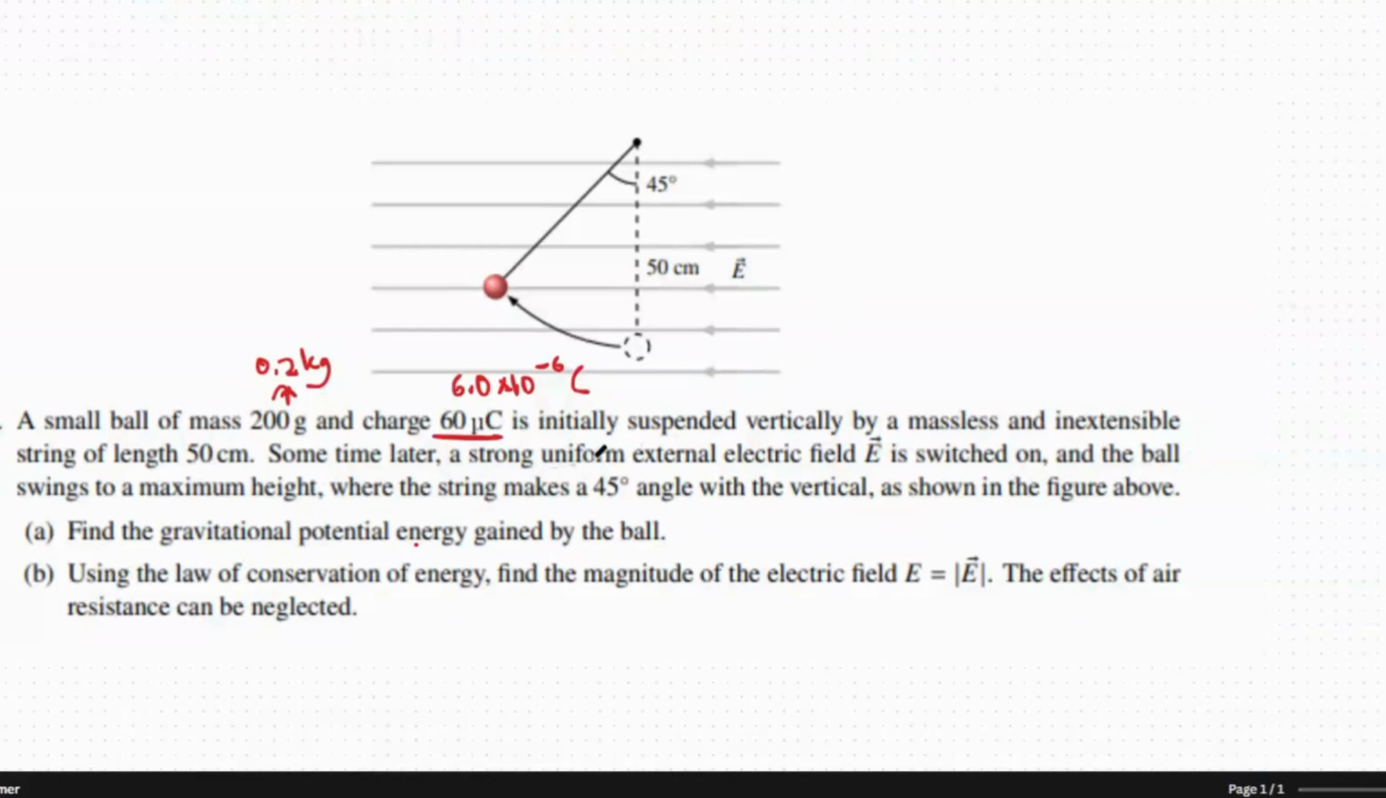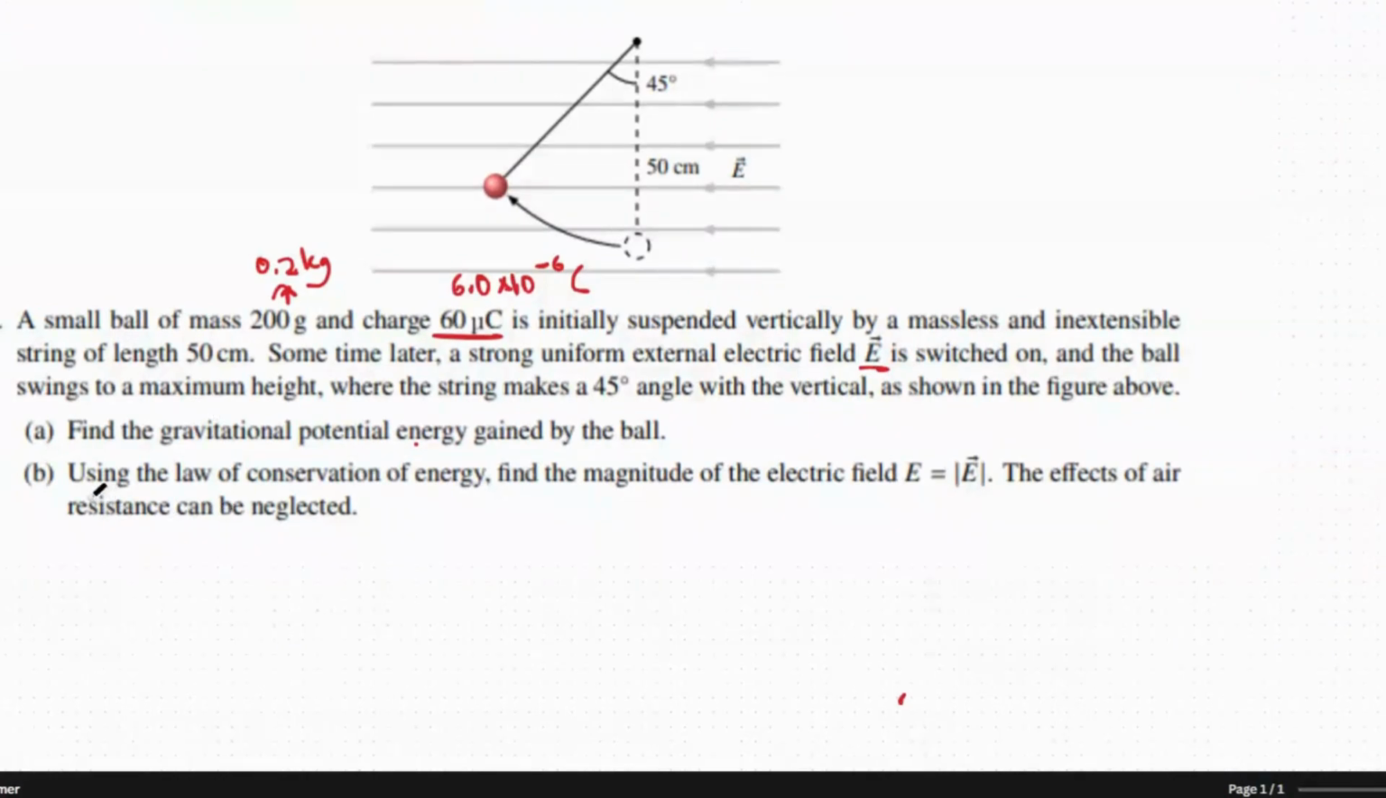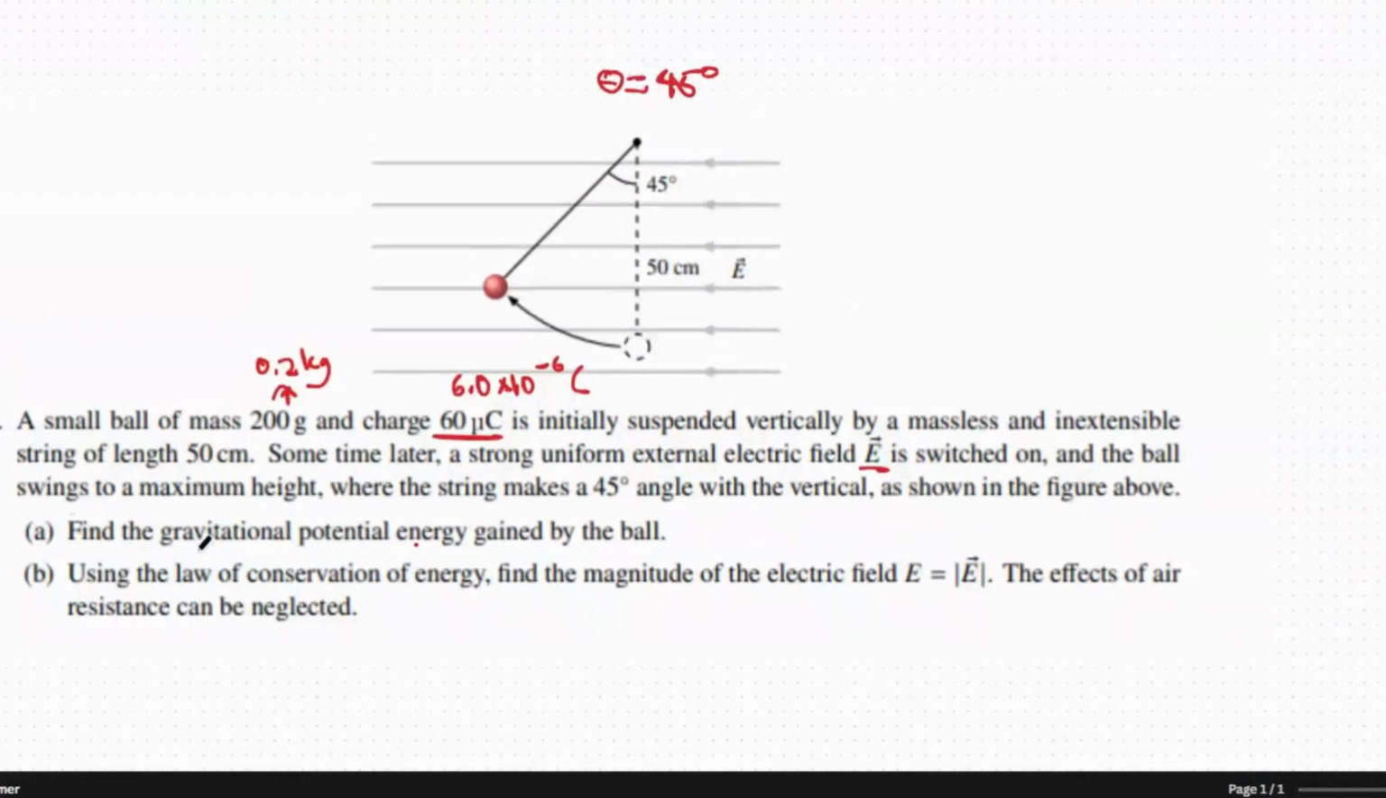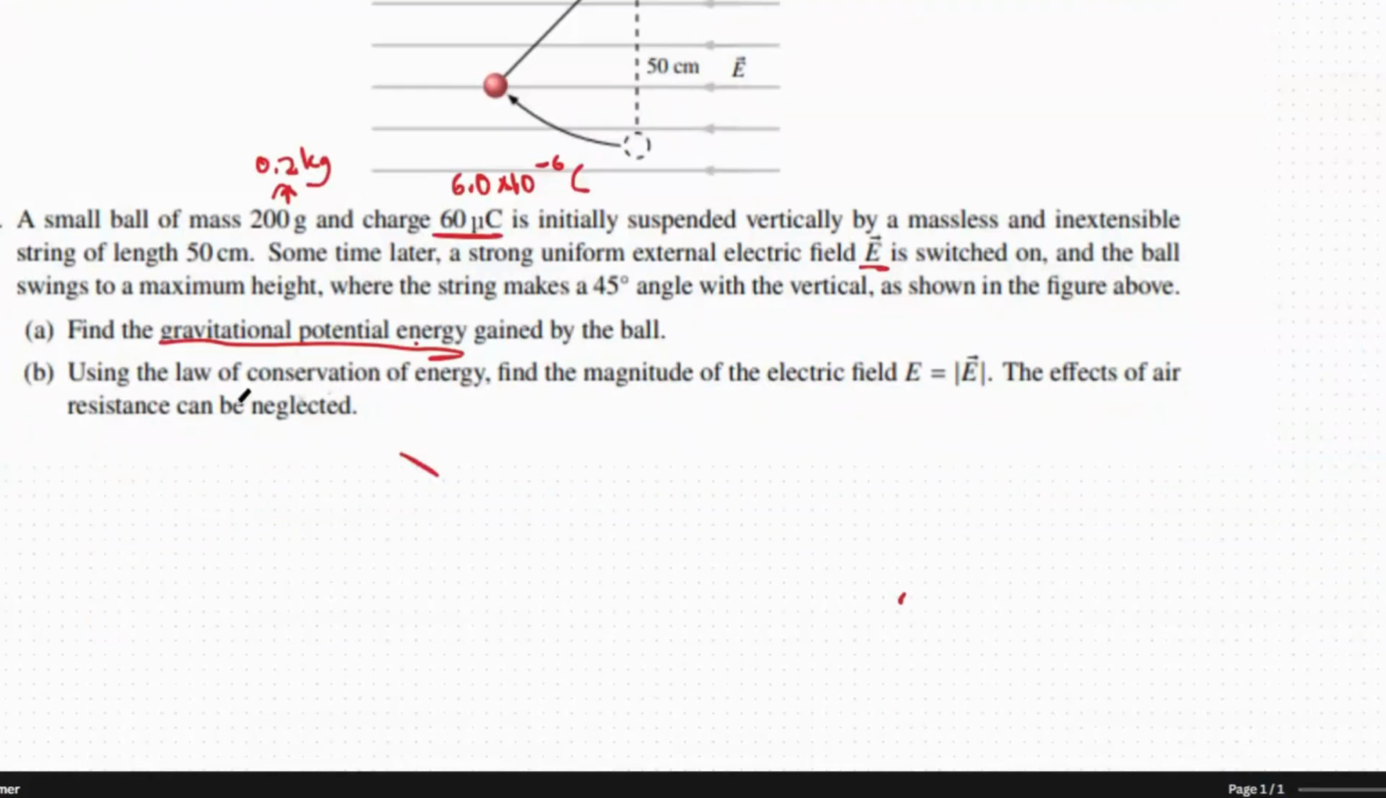Sometime later, a strong uniform external electric field, E, is switched on, and the ball swings to a maximum height where the string makes a 45-degree angle with the vertical, as shown in the figure above. So theta equals 45 degrees, or pi over 4 radians. So, first of all, what the question wants you to do is find the gravitational potential energy gained by the ball. So, the question asks you for delta U.